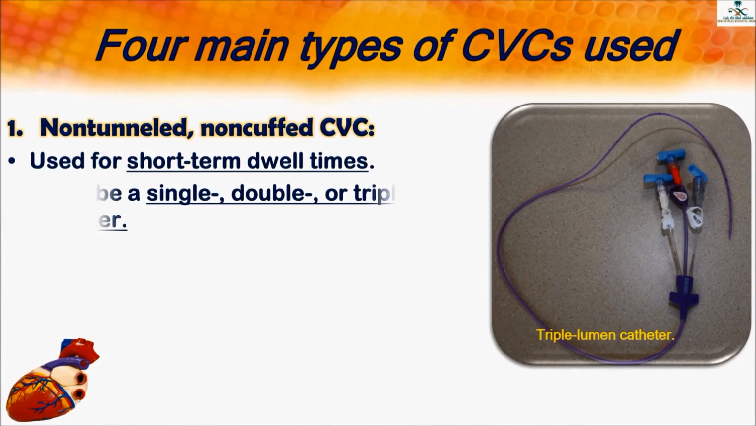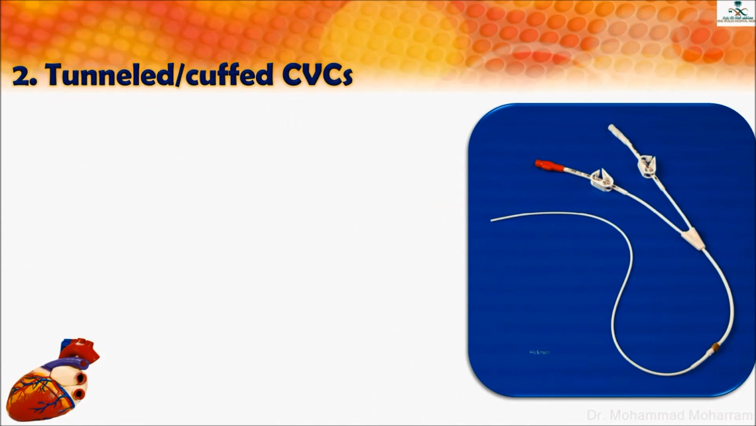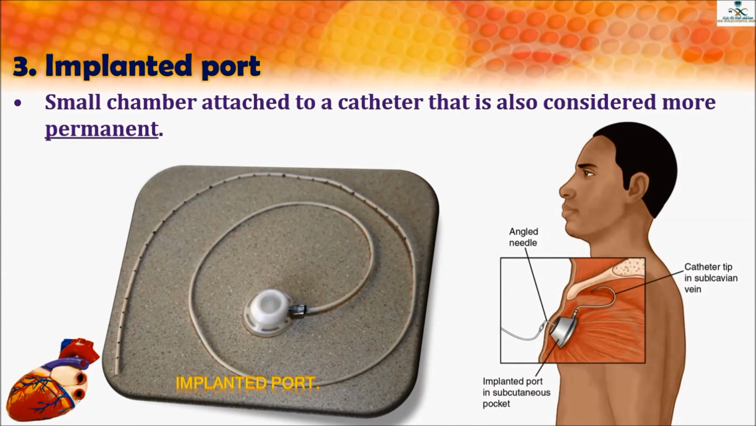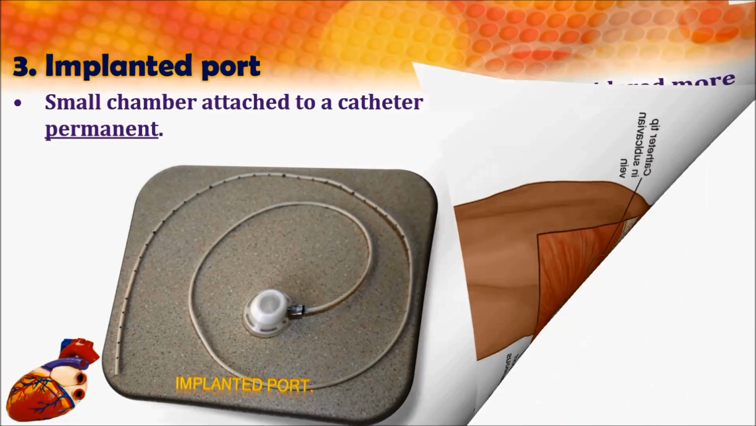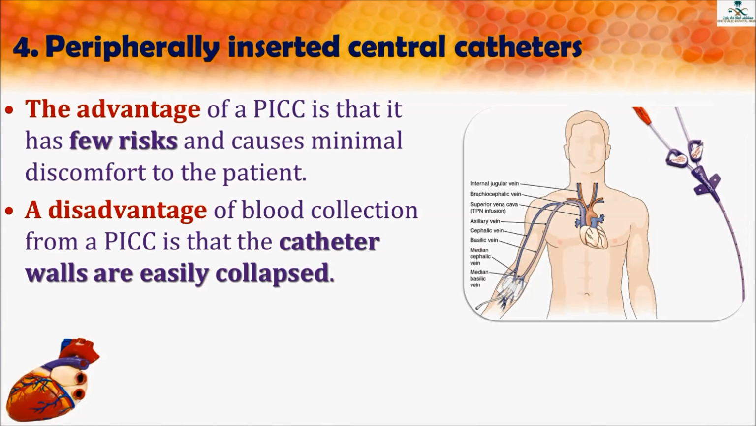Four main types of CVCs are used. Non-tunneled, non-cuffed central venous catheter. When using multi-lumen catheters, the proximal lumen is the preferred lumen. Tunneled, cuffed CVCs may be single, double, or triple lumen. Implanted port. Peripherally inserted central catheters, PICC.